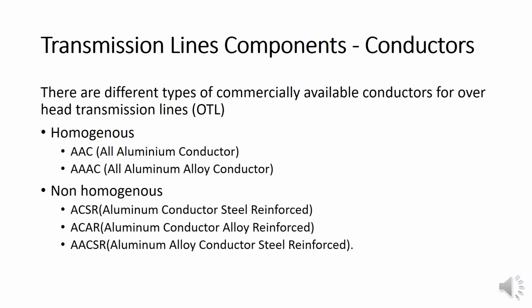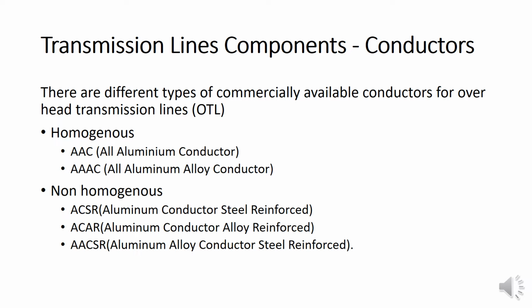So first of all, I will introduce that there are actually two types of conductors. One is the homogeneous, the other one is the non-homogeneous. In homogeneous ones, there are all aluminum conductor AAC, then AAAC, all aluminum alloy conductor. In non-homogeneous, there will be ACSR, which is the most common type, aluminum conductor steel reinforced. Then ACAR, aluminum conductor alloy reinforced. And AACSR, aluminum alloy conductor steel reinforced.